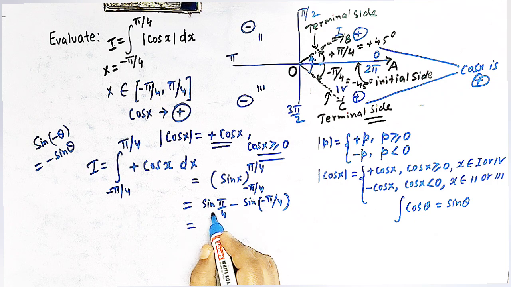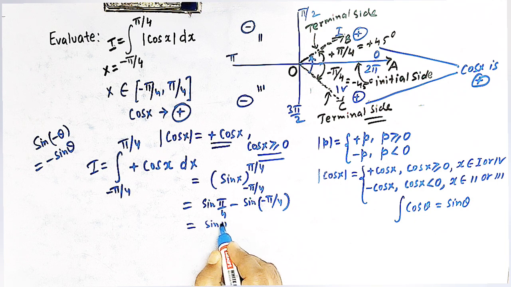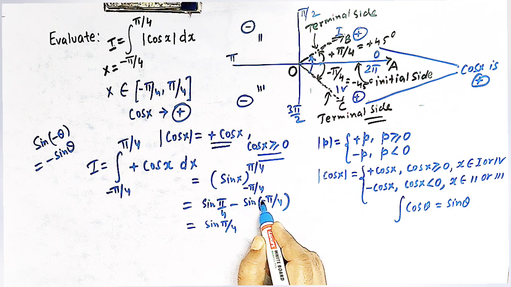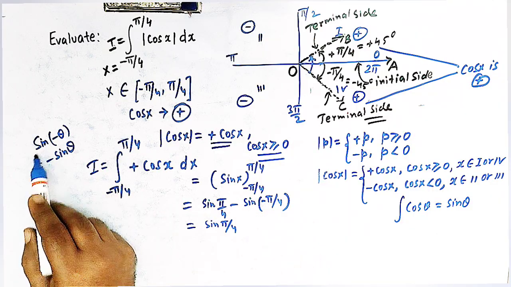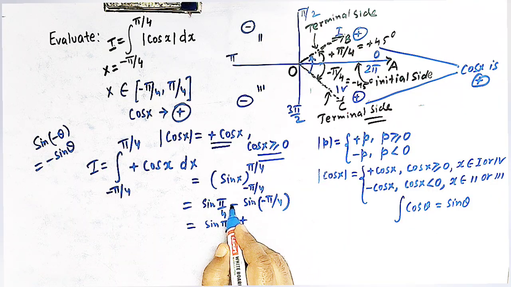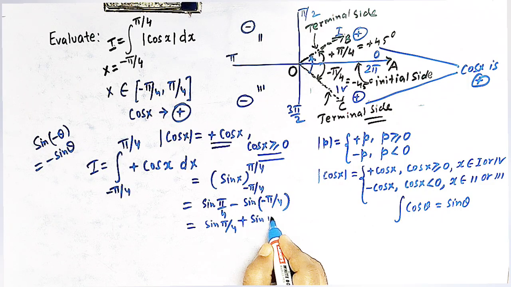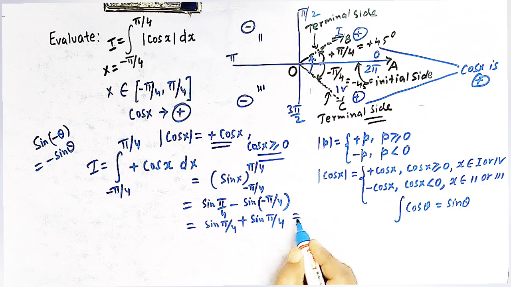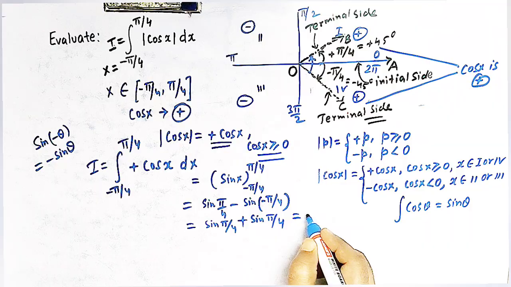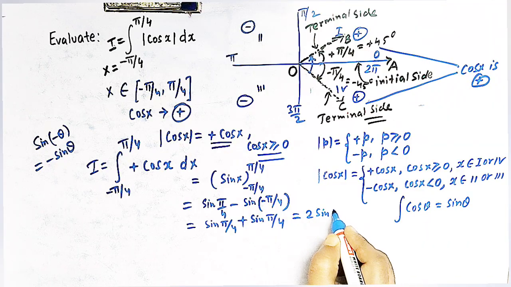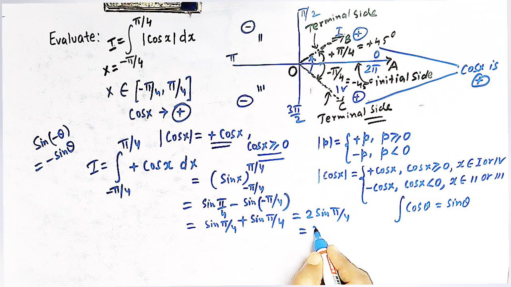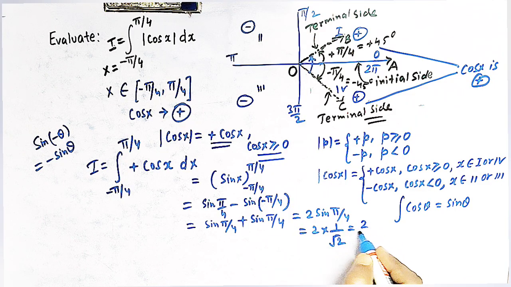So here we have sine pi by 4, and here we can take this negative sign outside due to this result. So here we have positive, and we have sine pi by 4. So sine pi by 4 plus sine pi by 4 is 2 times sine pi by 4, and we know that sine pi by 4 is 1 over square root of 2. So we have 2 over square root of 2.